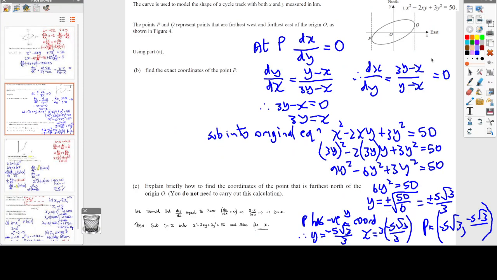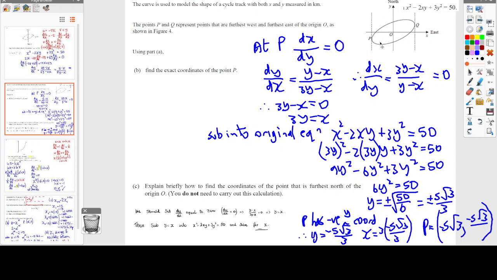Right, for part B, well, you know when we do dy dx equaling 0, that gives us the maximum and minimum of our normal stationary points, so that would be here and here. Well, similarly, if you do dx dy equaling 0, it gives you the vertical points at P and Q. So just think of it as shifting the graph a quarter of the way around.